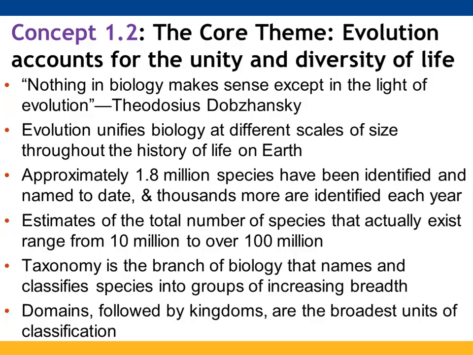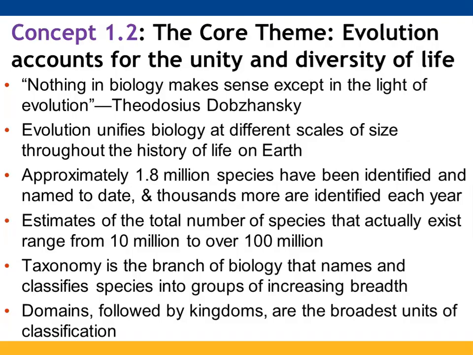So evolution is able to look at life at all points in the history of it. So far, we've identified approximately 1.8 million species. There are more and more being identified each year. It's estimated that there are anywhere from 10 to 100 million different species on our planet. Taxonomy is one way to try to organize the 1.8 million that we know about.